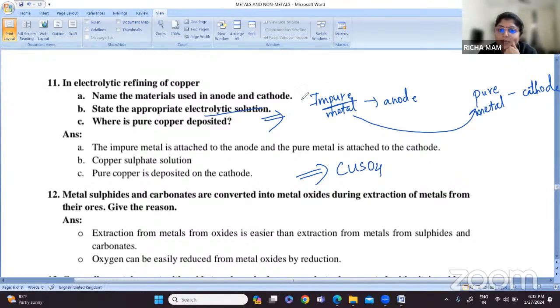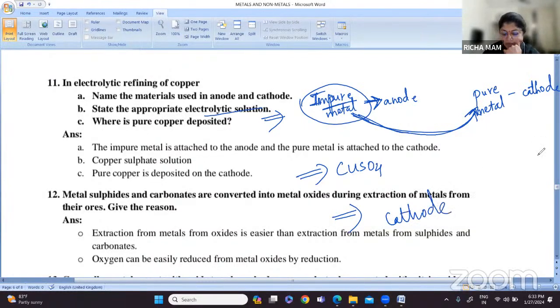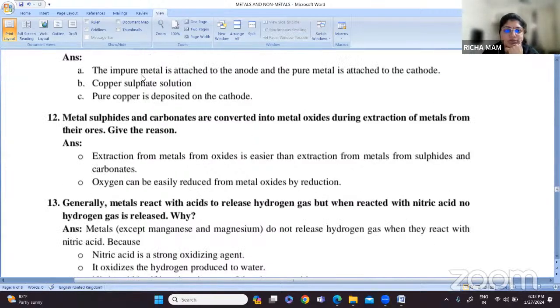So you can see, the impure metal will be at anode. After the electrolytic refining starts, the pure metal will slowly get deposited from the impure to pure metal of the copper. The pure metal will get deposited at cathode, because at cathode a pure metal electrode will be present. Okay. I hope you are getting the things. Please note down the questions so that it will be very easy for your preparation. Fine. Moving forward. Next question.